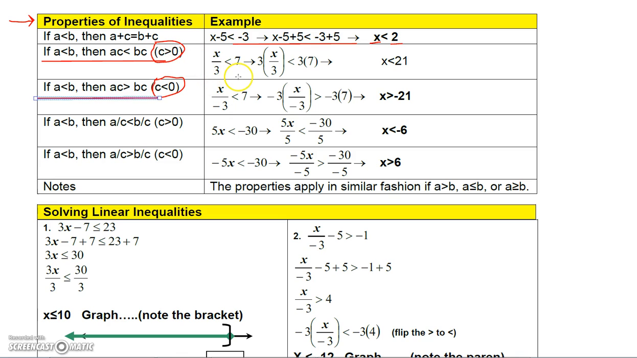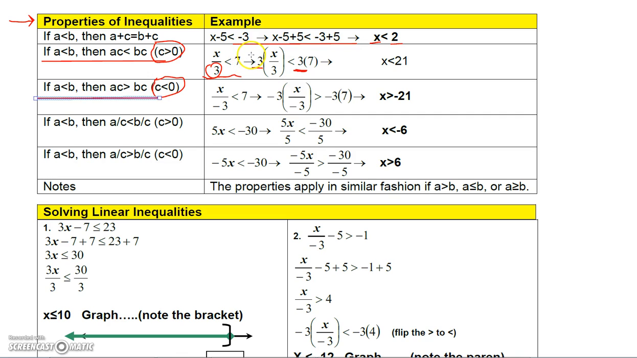So let me show you this example. If you have x over 3 is less than 7, and you want to isolate the x, to cancel this 3 right here, you're going to multiply by 3. So let's say we multiply the left side by 3. Well, this property says if I multiply the right side by 3, since 3 is positive, then the inequality will stay less than.